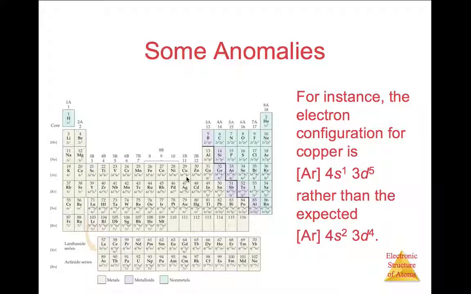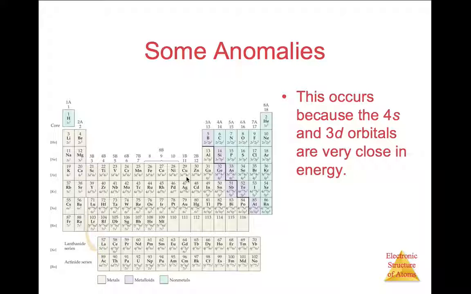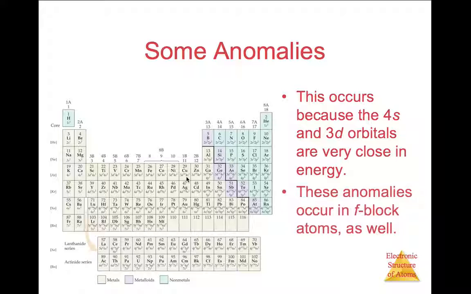Here's the electron configuration for copper. Because the 4s and 3d orbitals are very close in energy, they go ahead and borrow electrons. These anomalies occur a lot in the f block down here. Notice these f blocks should actually fit right in here. And in the true long form of the periodic table, the f block is in here, and it actually shoves this s block farther over.